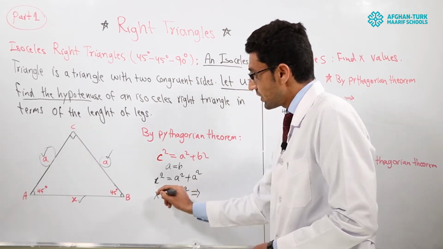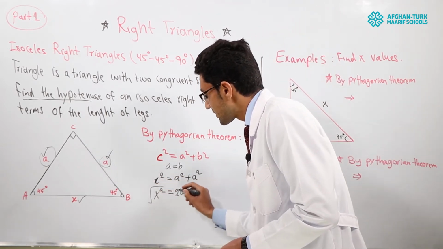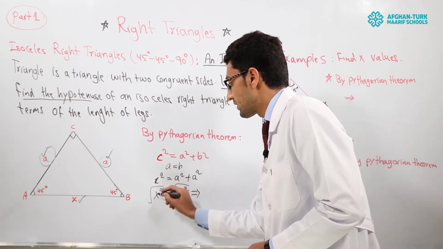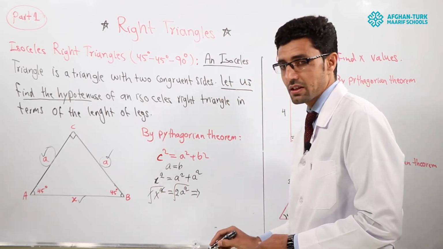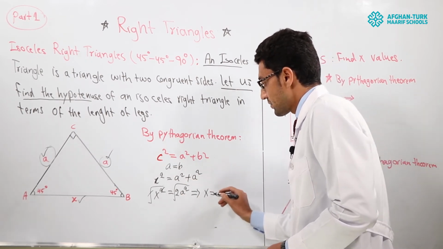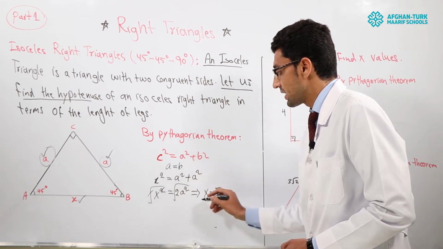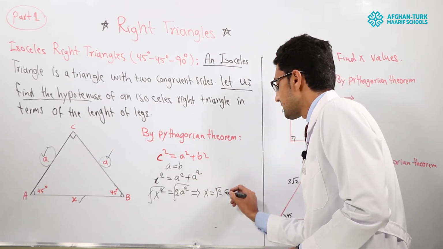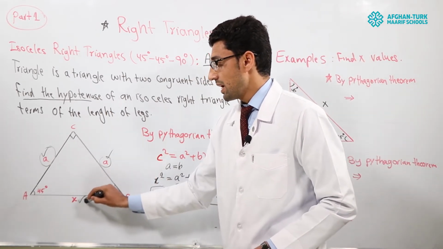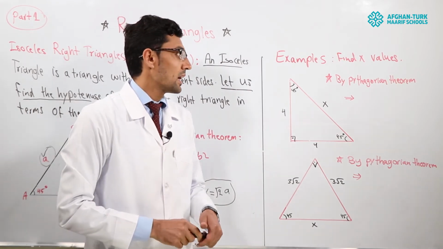Here we have x squared is equal to, how many a squared do we have? 2a squared. In order to have only one x, we have to put both sides of the equality under the root, so that the square will be cancelled by the degree of the square root. And what do we have? x is equal to a square root of 2, because it is an irrational number. So here we found the hypotenuse of an isosceles right triangle, okay? So let's get started with more examples.